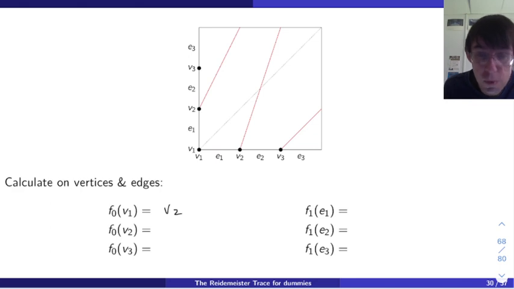F of V2, you can see on the graph here, V2 actually goes to this point here, which is V1. So this is V1. F of V3, V3 also goes to V1. So this is V1. F of E1, that means this edge here, and it goes to the union of E2 and E3. And because I want to write this like a matrix, I'm not going to use a union. I'm going to write this as if I'm adding things up. So this goes to E2 plus E3.